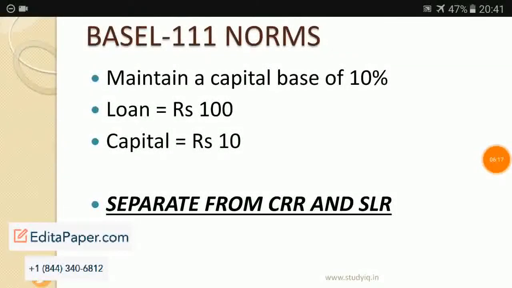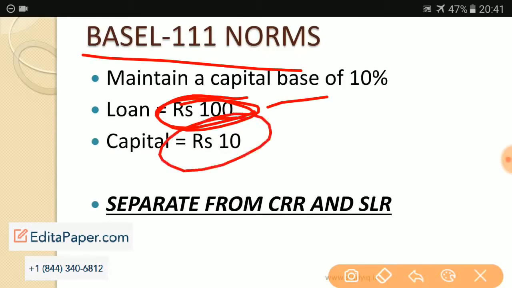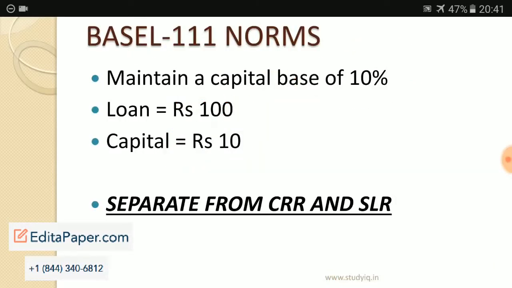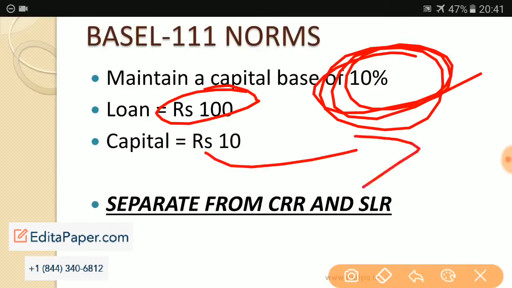Now there is just one thing to be understood as far as the Basel III norms are concerned, and that is that if you are giving a loan worth 100 rupees, then you need to maintain a separate capital of 10 rupees. It means you need to maintain a capital base of 10%. If you are giving out a loan of 100 rupees, then you need to keep aside 10%, that is 10 rupees, in a separate basket.